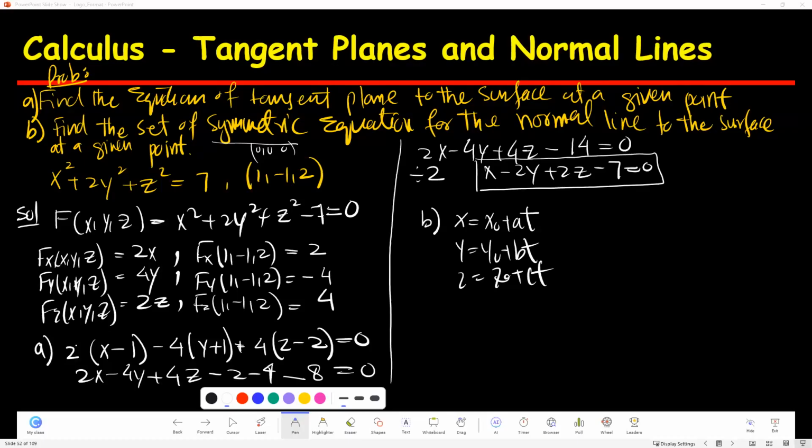There is another concept we're going to talk about, which is a little bit difficult, for this normal plane, but it's the same application. I'm going to be jumping into that.